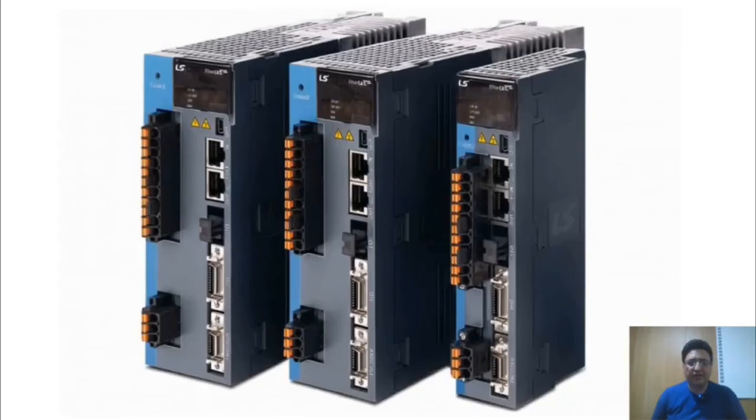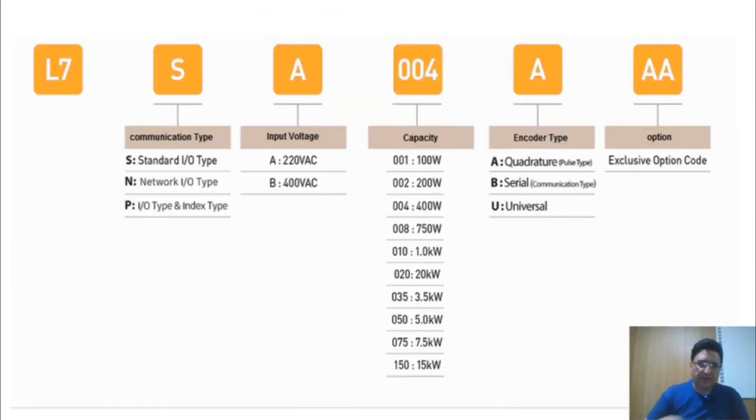Well, this image shows us the servo drives that we're going to get to know in more detail next. All servo drives from the LS brand start with L7. The next letter indicates the type of drive. If the letter S is used, it means it's the standard type. If the letter N is used, it's the network type, which relates to the EtherCAT network. And if the letter P is used, they're called index drives, which we'll get to know more about in future lessons.